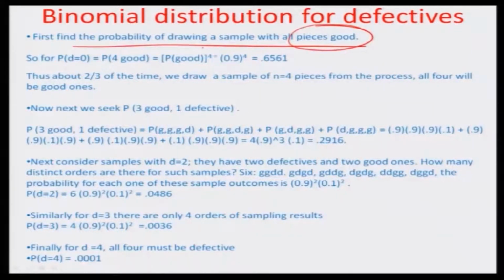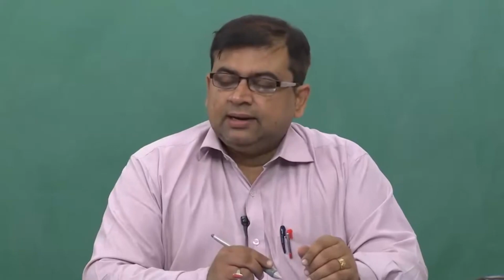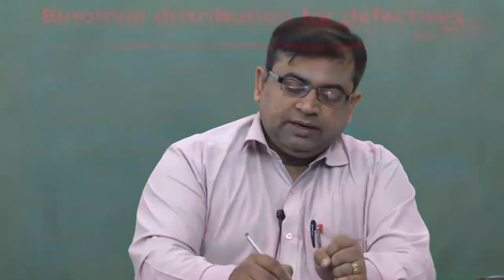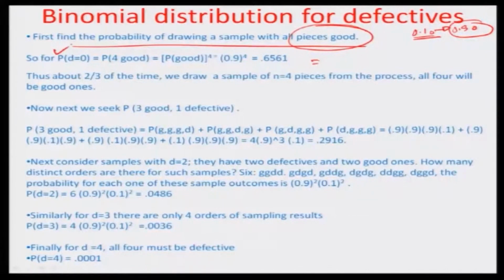Because the fraction defective is 0.10, the fraction of good pieces is 90%. So there are about 90 items in that lot of 100 which are good, and the probability of d being 0, the number of defects being 0, means that all 4 items drawn are good items. Because the draws are independent of each other, the total probability of 0 defectives would be 0.9 to the power of 4, which is 0.6561.